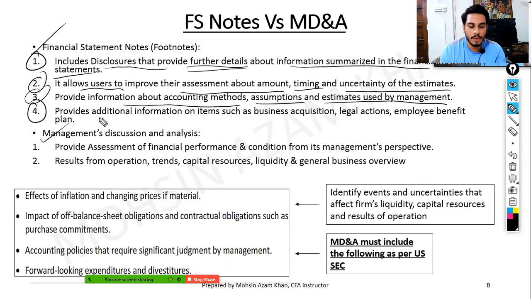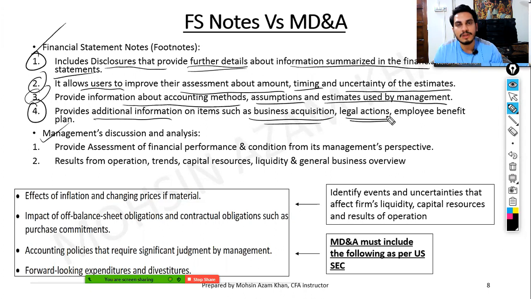Four, they provide additional information on items such as business acquisitions. If you're acquiring some business, it will give you details: how much it will cost, how much money you will be making from it, what synergies you'll be getting, and if there are any legal actions you have taken. You will be writing in the footnote what consequences you can face if you lose that case.